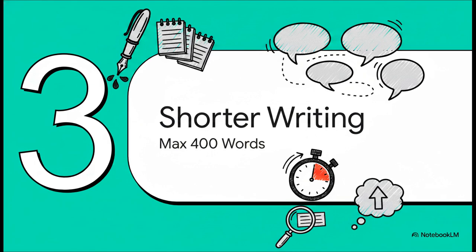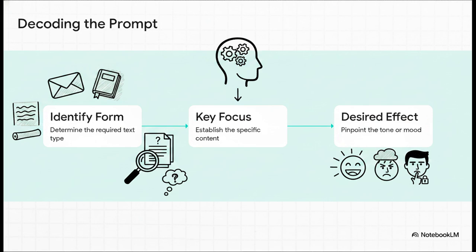All right, Section 3, Mastering Shorter Writing. This is all about Section A, Question 1A. Let's look at how to systematically attack these prompts so you can crush that 400-word limit. To succeed here, you literally need a decoding methodology. Step 1, identify the form. Are we talking about a letter, a diary, or maybe a descriptive piece?